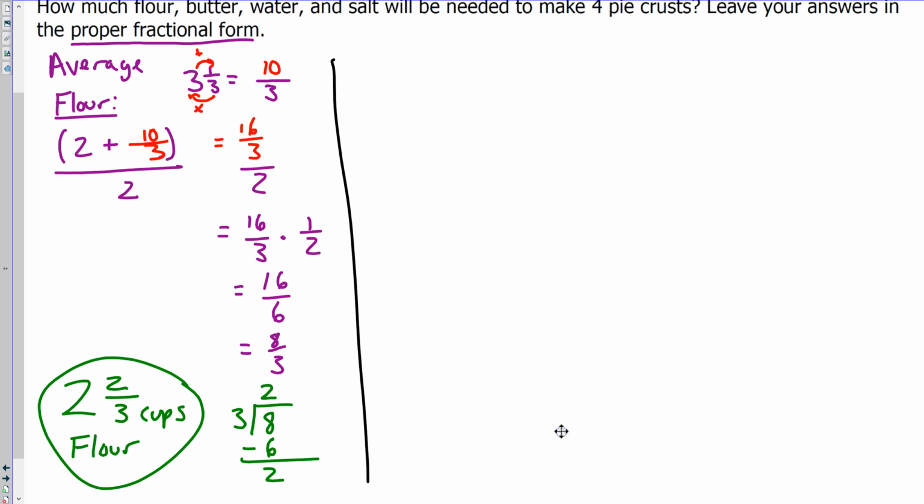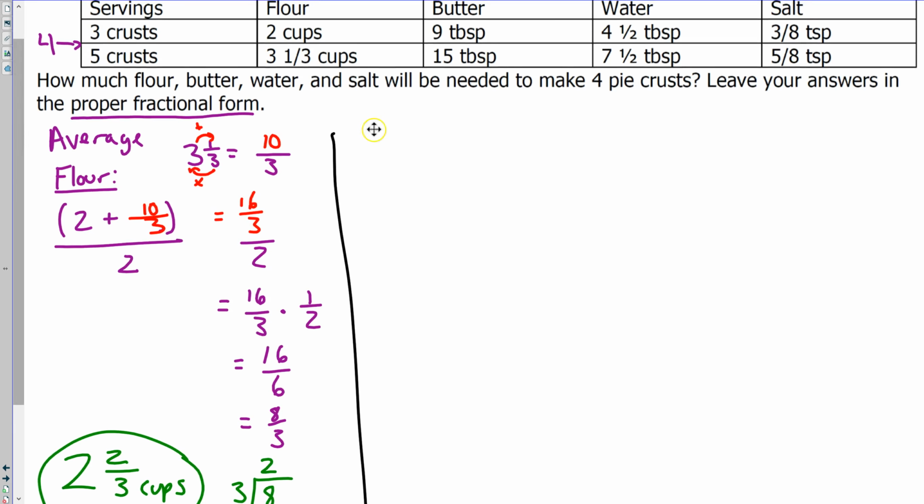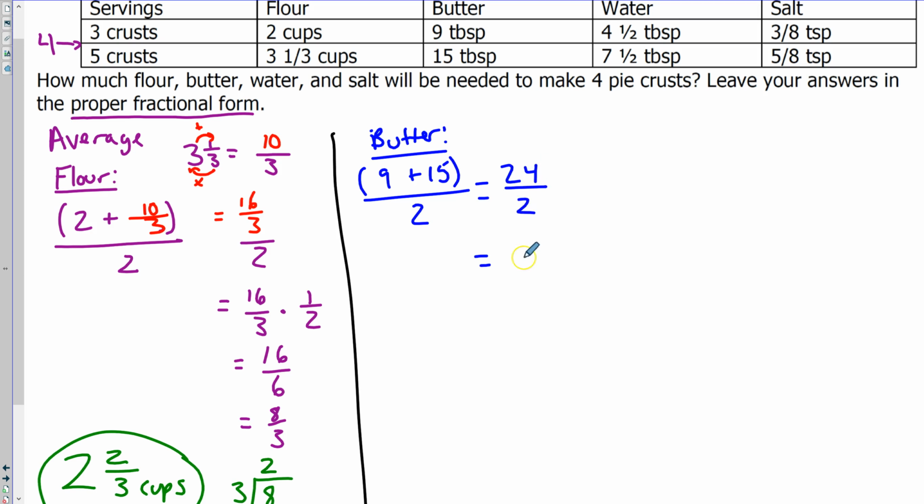All right, now we can look at the next ingredient, which is butter. So the same idea applies. I can do the average of the 9 tablespoons and 15 tablespoons from our 3 crust and 5 crust recipes. Now this one does not involve fractions, so it's a little bit easier. 9 plus my 15 is going to get me 24, which we will then divide by 2. That divides evenly to 12. Again, I want to include units. Without units, I'm not going to get full credit. So this is tablespoons of butter.